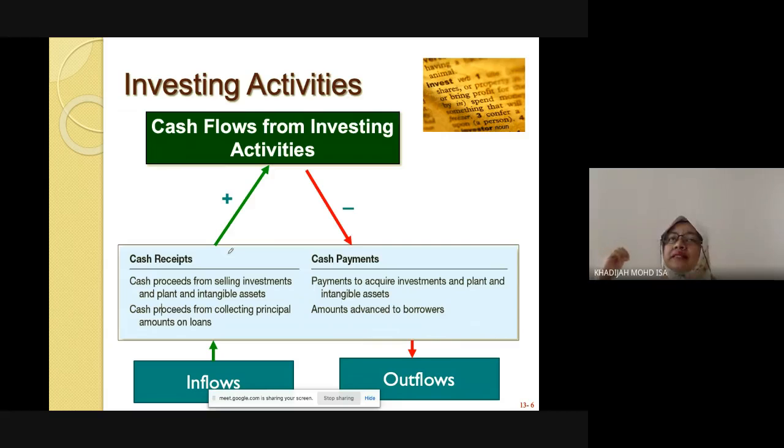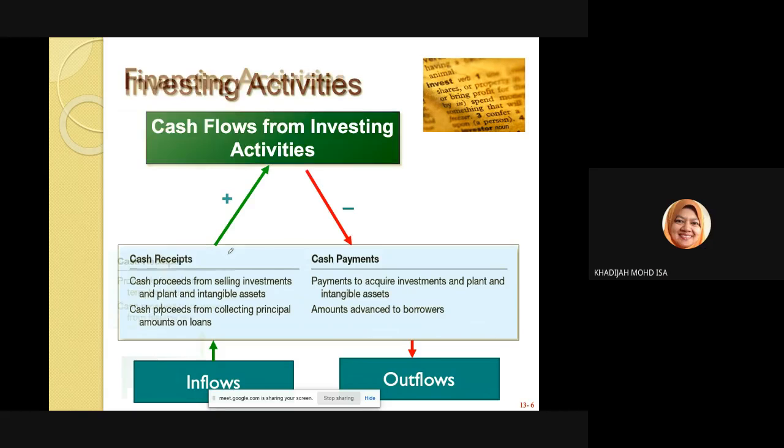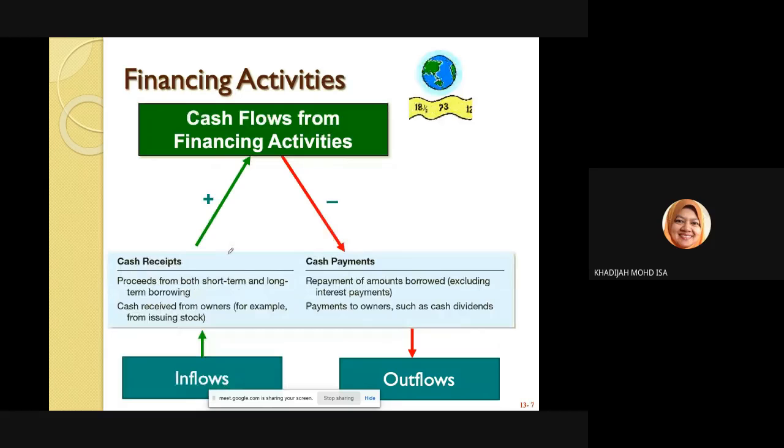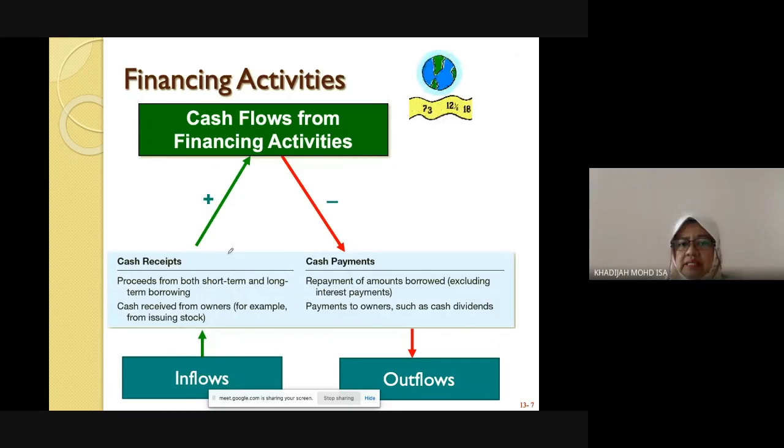And remember that example just now whereby you have to pay back the bank, pay back the loan? The principal amount of the loan, when you make payment, the principal amount goes under investing activities. Oh, wrong, that is financing. Sorry, that is financing.